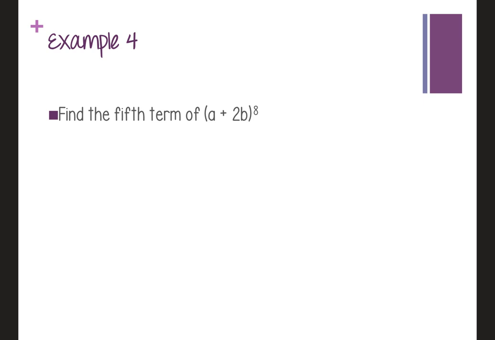So this says A plus 2B to the 8th, and I want the 5th term. Okay? So I will literally leave my blanks out till the 5th term, and I won't even touch anything else. So I go 1, 2, 3, 4, 5. There would be other ones here, but I'm not worried about them. Then I look at my exponents. The first one would be raised to the 8, then the 7, then the 6, then the 5, then the 4th, and that's the one I want.